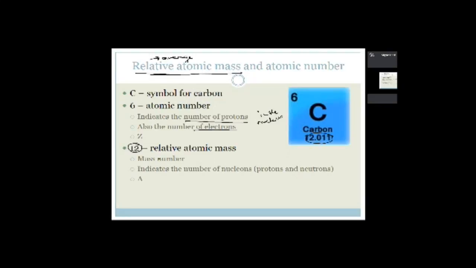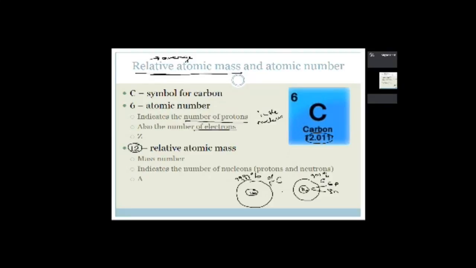What happens is that there are some atoms that have different numbers of neutrons. So let's say that 99.99% of carbon have got six protons and six neutrons in it, which make 12. But there might be 0.01% of carbon that has got 14 nucleons in it, made up of six protons and eight neutrons.